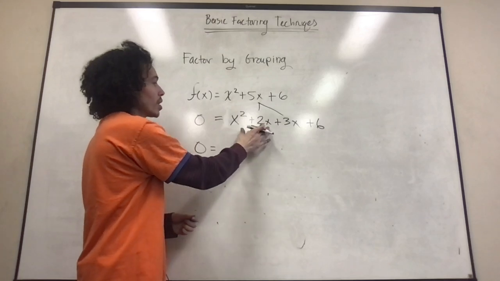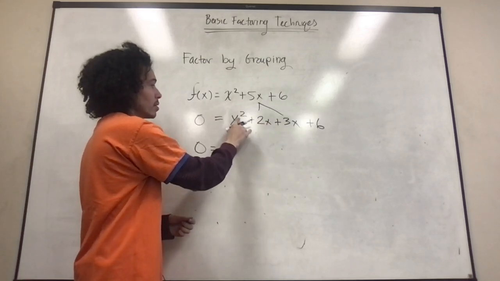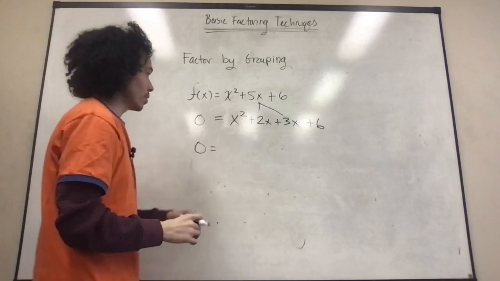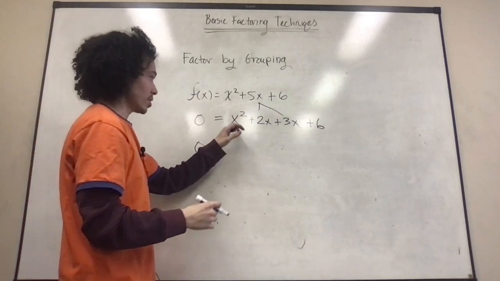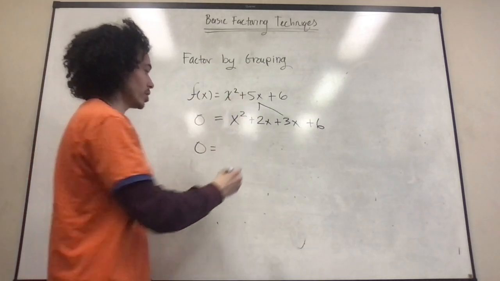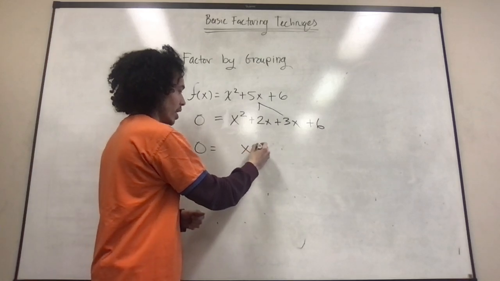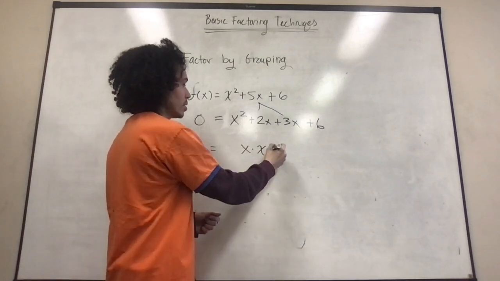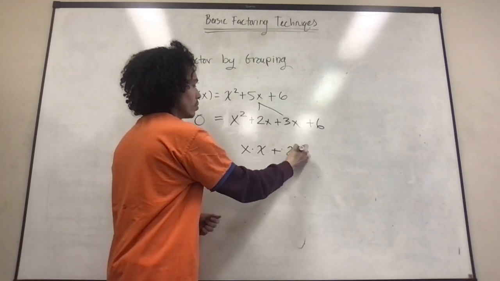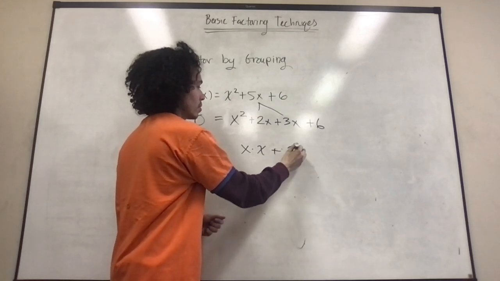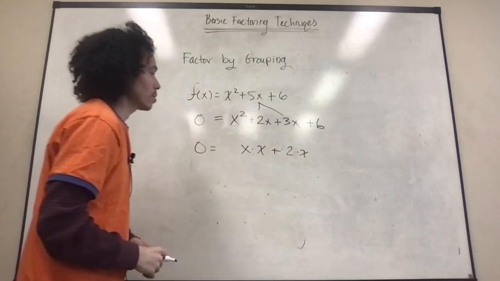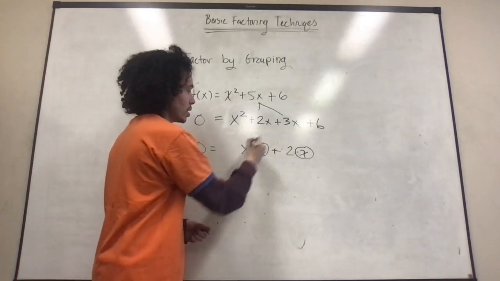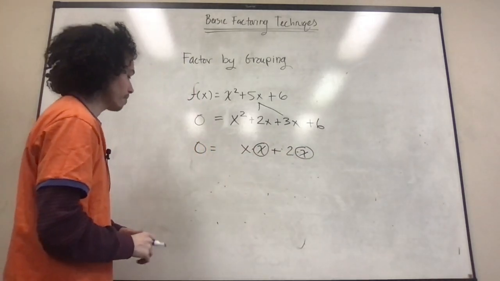But what they do share is a variable of x. One has x to the power of 2, which means x times x. And the other one has 2 times x. So we can factor this out.